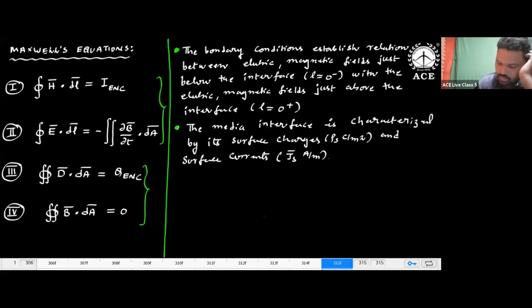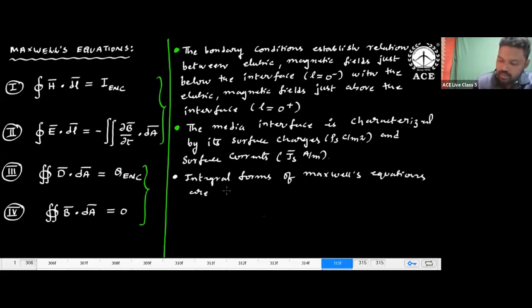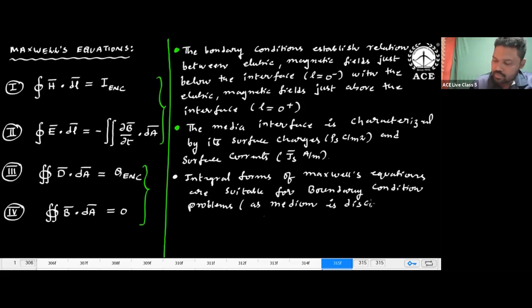Next, third point. Integral forms of Maxwell's equations are suitable for the boundary condition problems. Why like that? Because the medium is discontinuous.